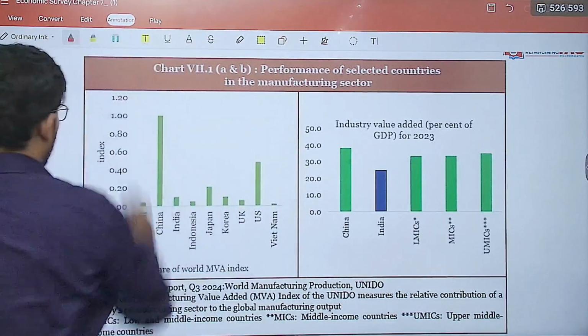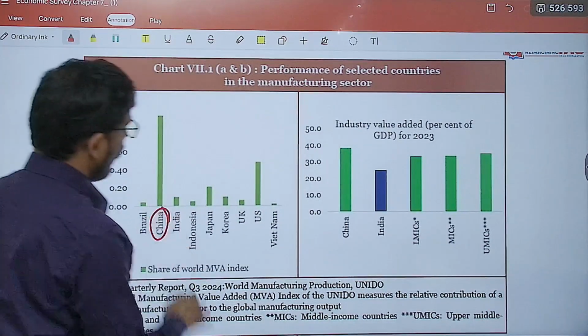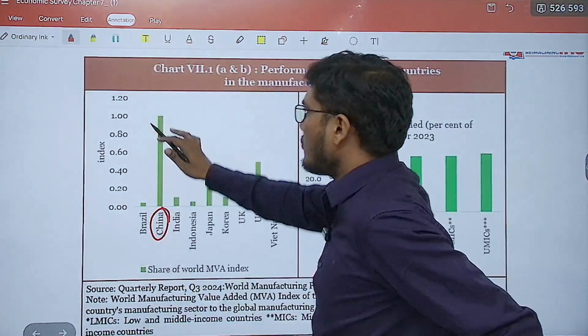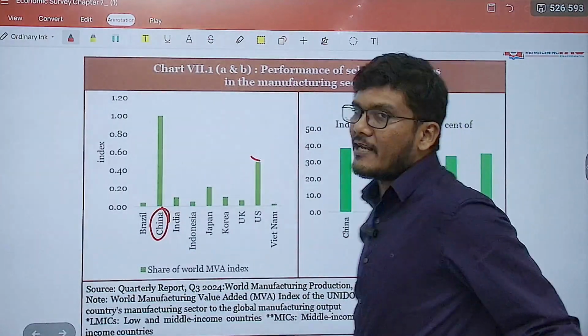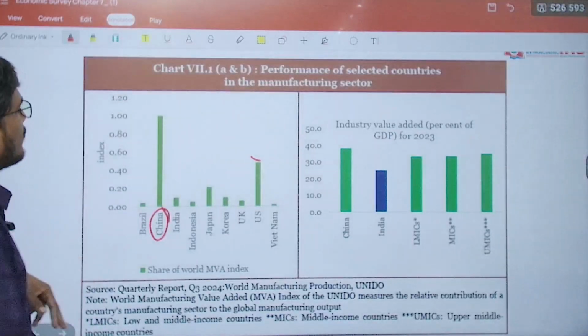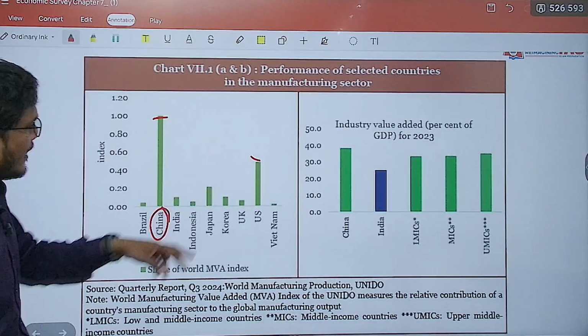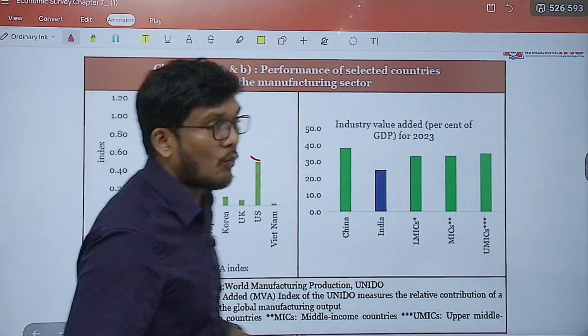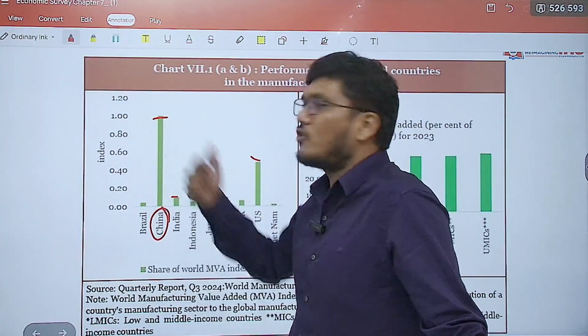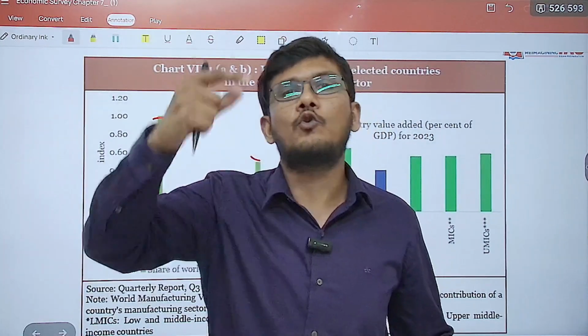So if you look at comparison, you look at China. Of course, in manufacturing there is no match for China, which is very clear from this. Even USA is lower. In services you may find USA higher, but in manufacturing there is no match. And if you look at India over here, India is almost one fifth of the index that China is at. So we have to do a lot.